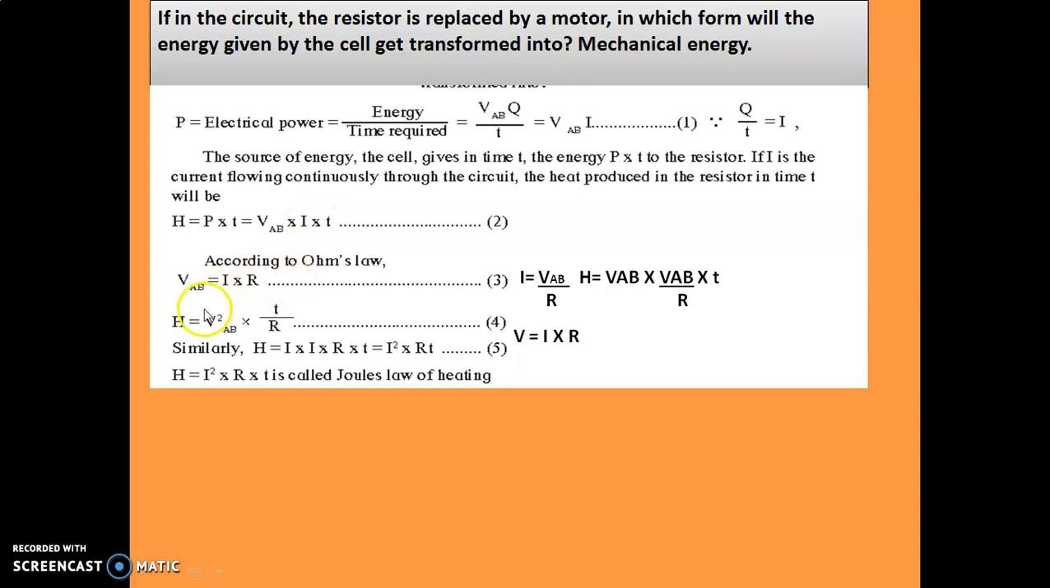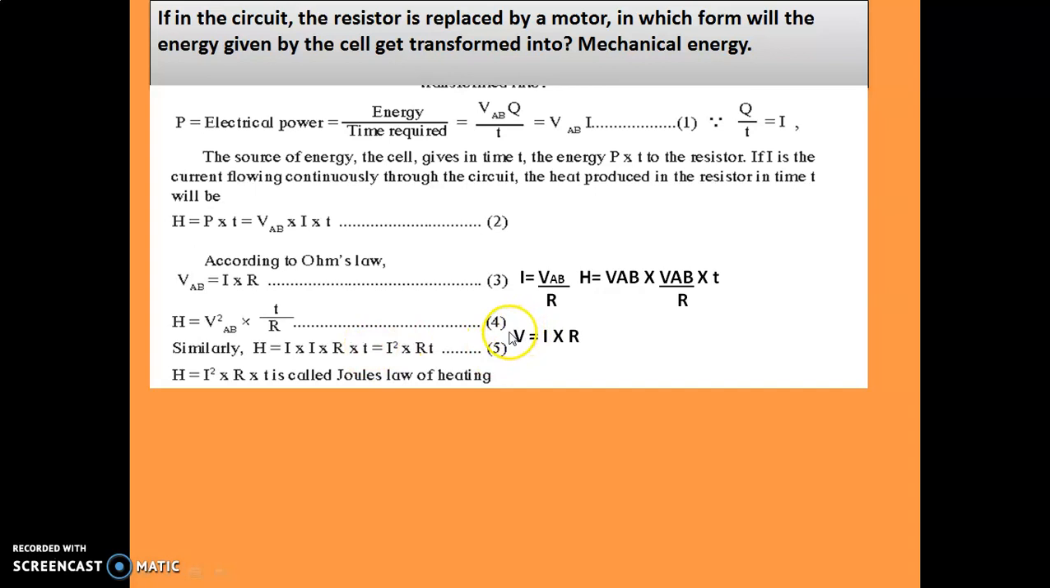Now we will substitute this value of I into this equation. Then what we get is H equal to, instead of I, V_AB into V_AB upon R into T. So V multiplied by V is V square AB into T upon R. Now again we know that V is equal to I into R. So H, again we will consider the equation with this. H is equal to V into I into T.